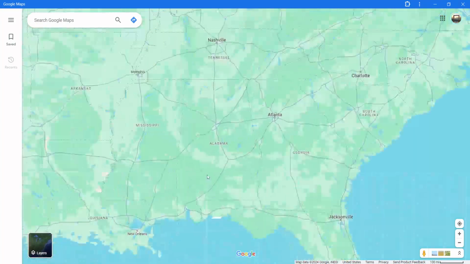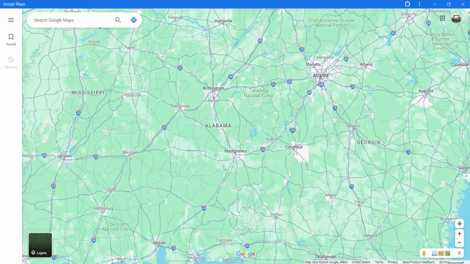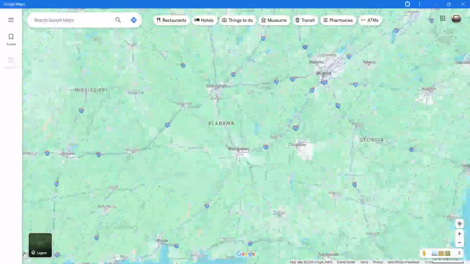We're not going to go alphabetically because that would actually probably take more time, but we are starting with the first state alphabetical, and that is Alabama, which has its capital in Montgomery. Montgomery, Alabama is the capital of Alabama.